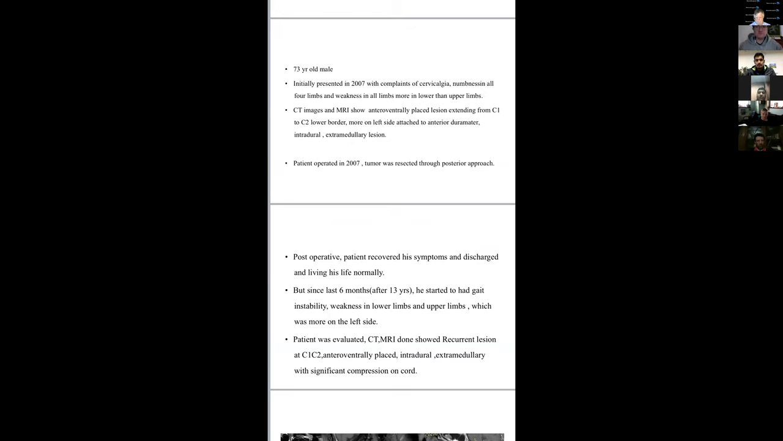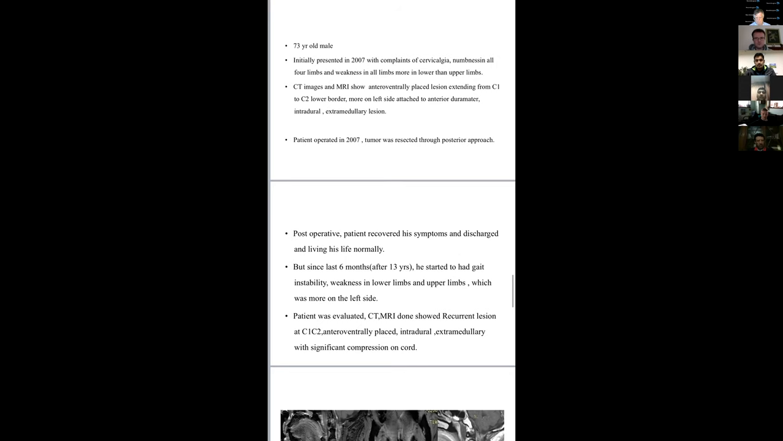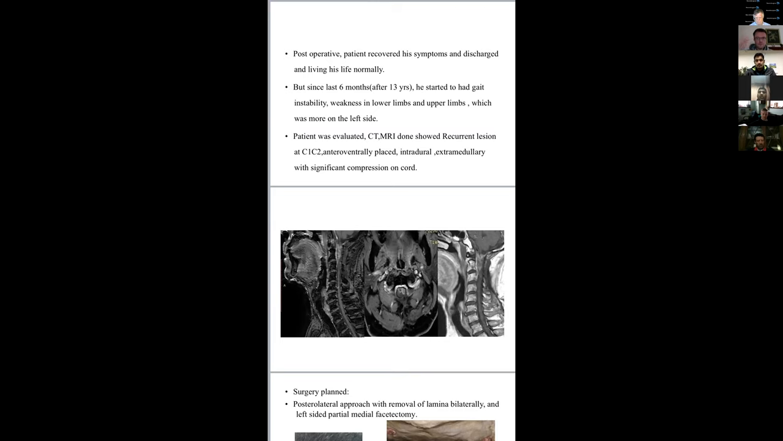Patient was evaluated. CT and MRI done show a recurrent lesion at C1, C2, anteroventrally placed, an intradural extramedullary lesion with significant compression of the cord. So these are the MRI images of the recurrent tumor, which we saw. The tumor is anteroventrally placed, more on the left side, around the C1, C2 region.